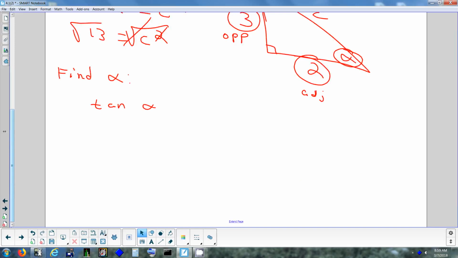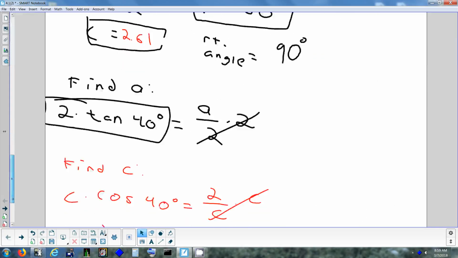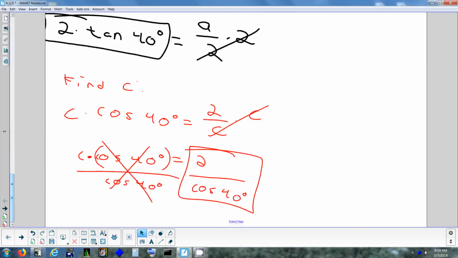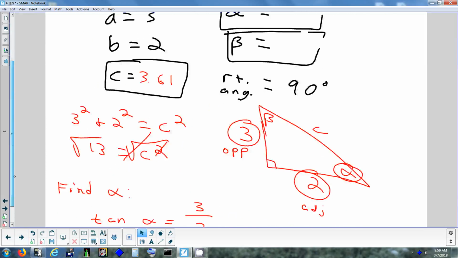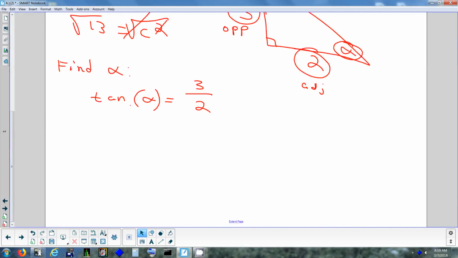Tangent of alpha equals opposite over adjacent. Now look at that equation. Look where the variable is. And then look back at the other one we did. The variable was in the fraction, either in the top of the fraction or the bottom of the fraction. This time the variable is not in the fraction. The variable is inside the tangent function.